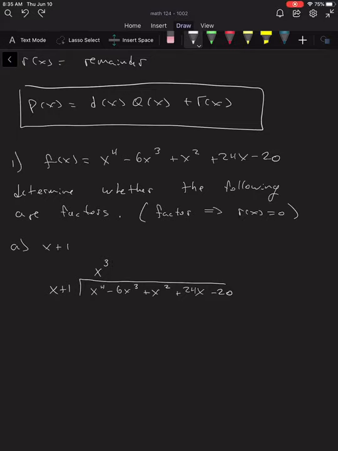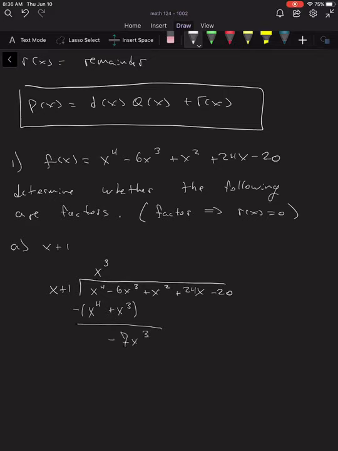Then we take our x to the 3, and we multiply it by x, and we multiply it by 1, and put those two numbers right here. So x to the 3 times x is x to the fourth. x to the 3 times 1 is x to the 3. Then we put a minus sign and subtract these two. So x to the 4 minus x to the 4 is 0, and minus 6x to the 3 minus x to the 3 is minus 7x to the 3.